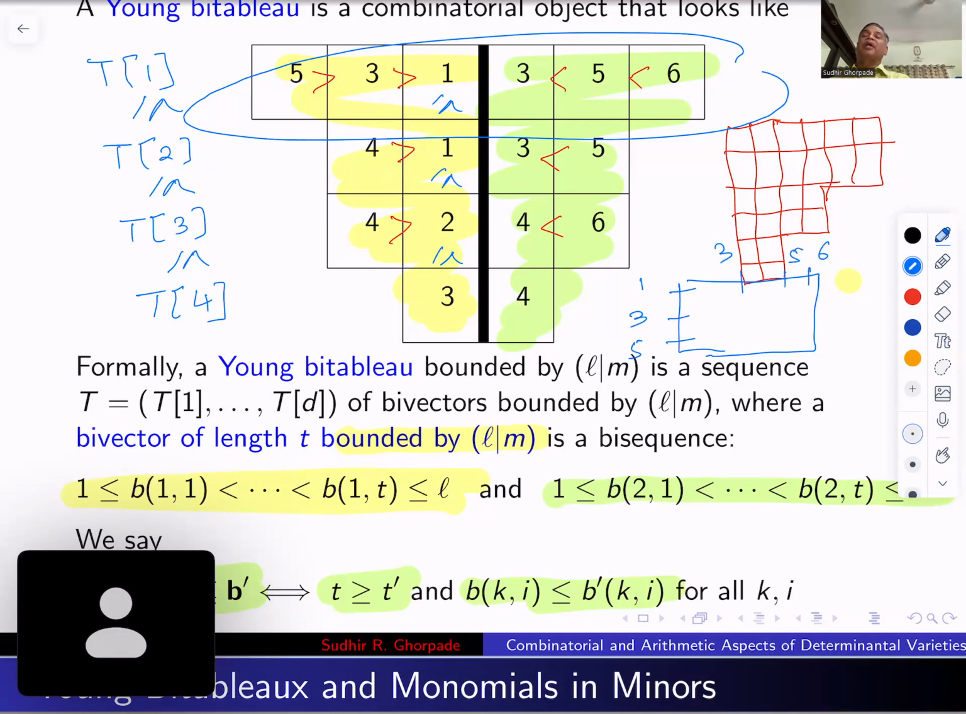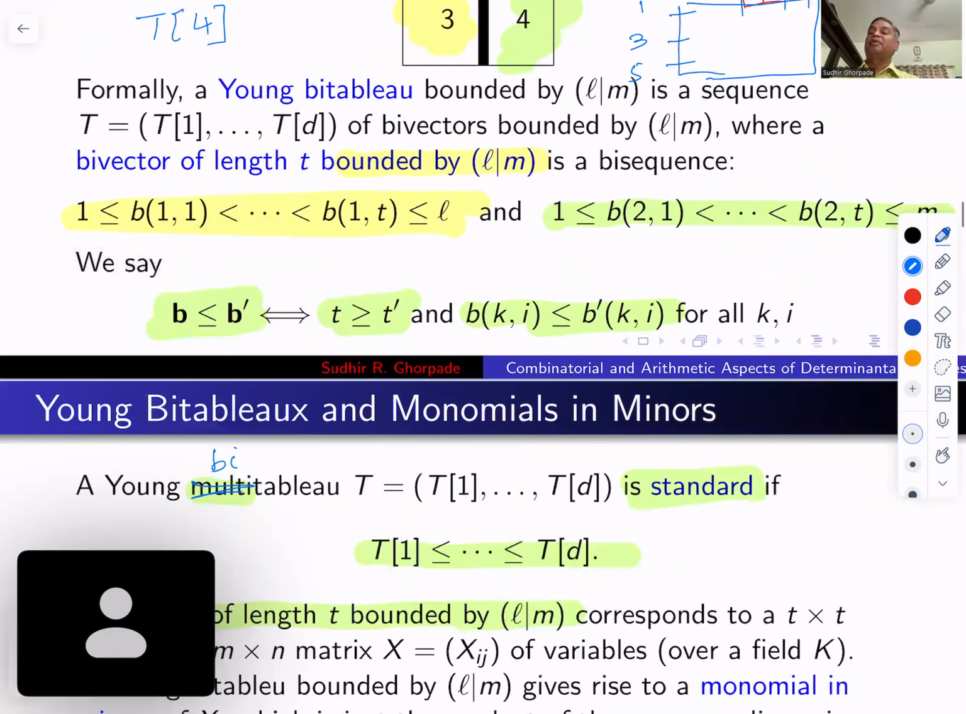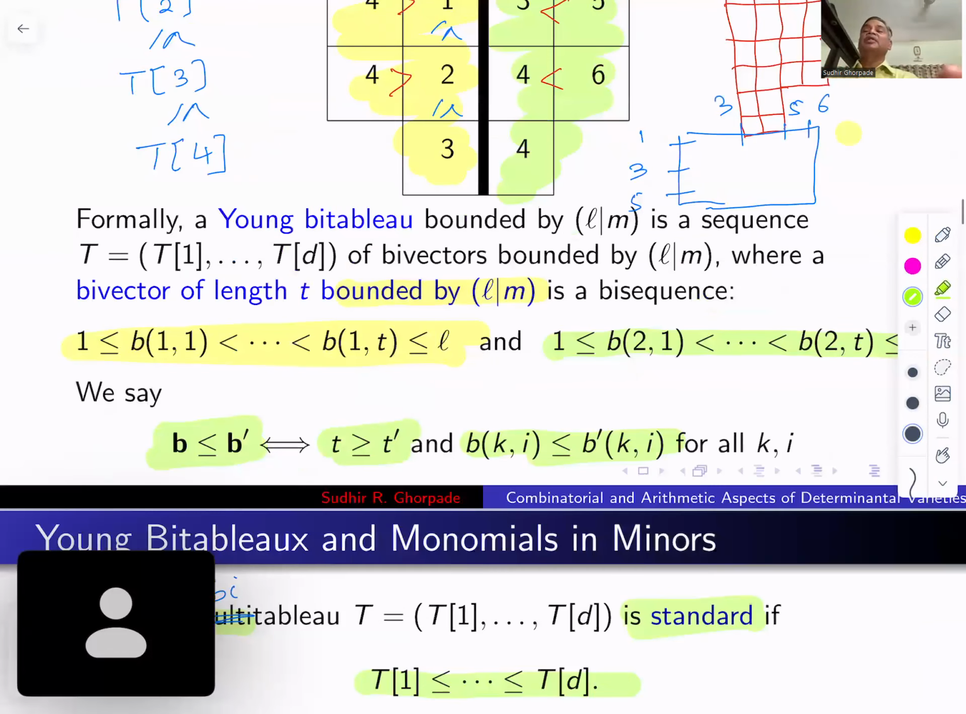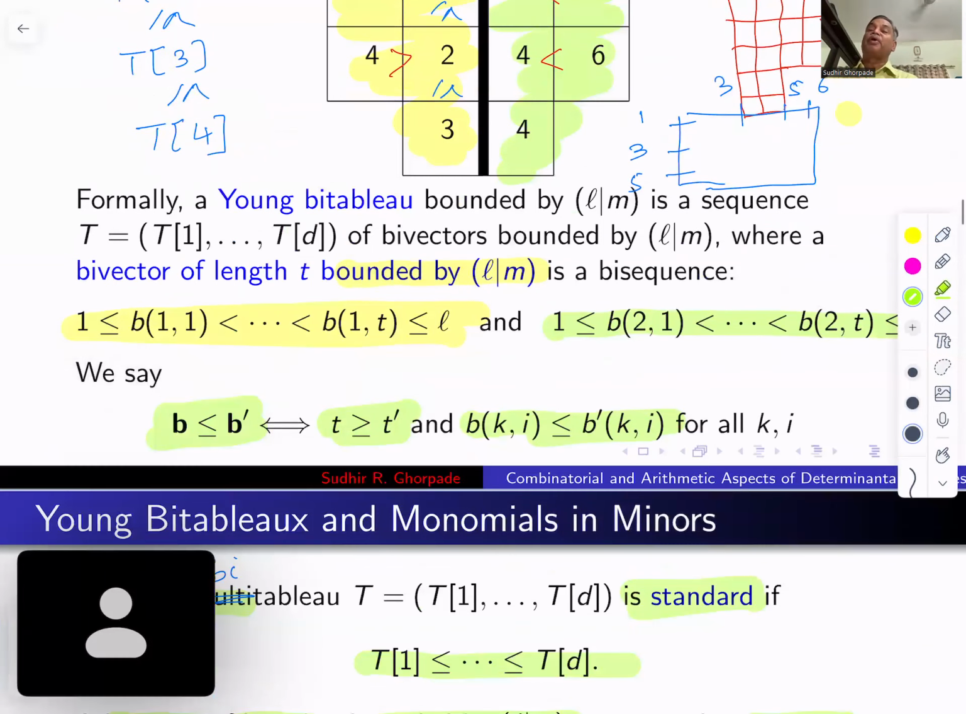So indeed, if I want to write a T cross T minor, I just have to pick T rows and T columns and look at the submatrix and take the determinant. So a bivector is essentially a combinatorial device to keep track of minors of a matrix. A bivector of length T corresponds to a T cross T minor of an L cross M matrix, my generic matrix X. Okay. And then what do we do with the bitableau? This T1 will correspond to a minor, T2 corresponds to a minor, and so on. So a bitableau I will make correspond to the product of these minors.